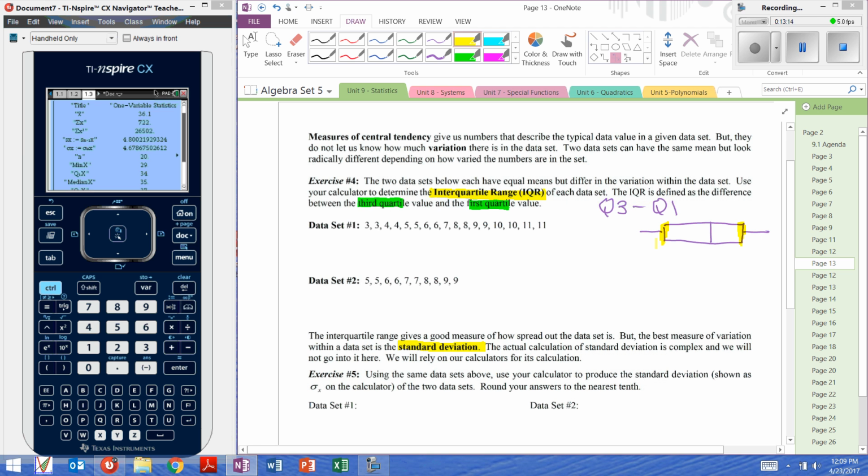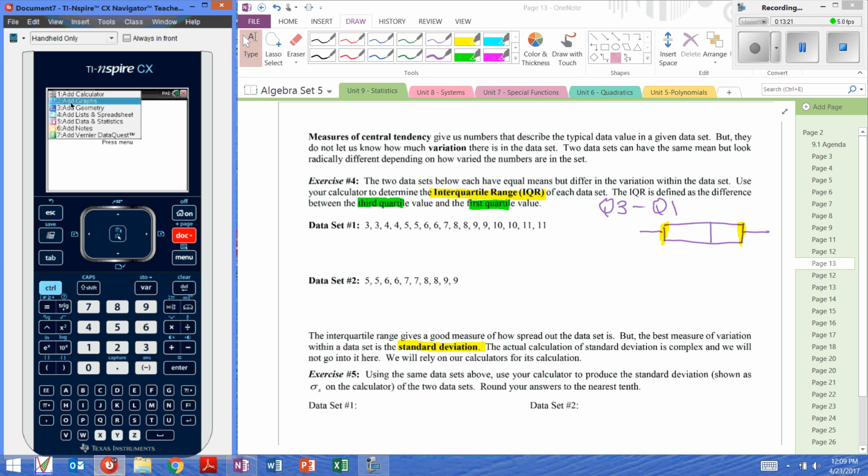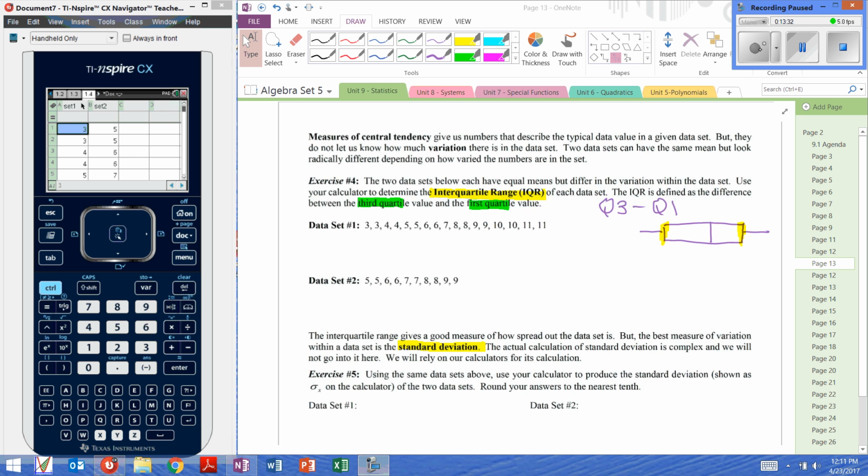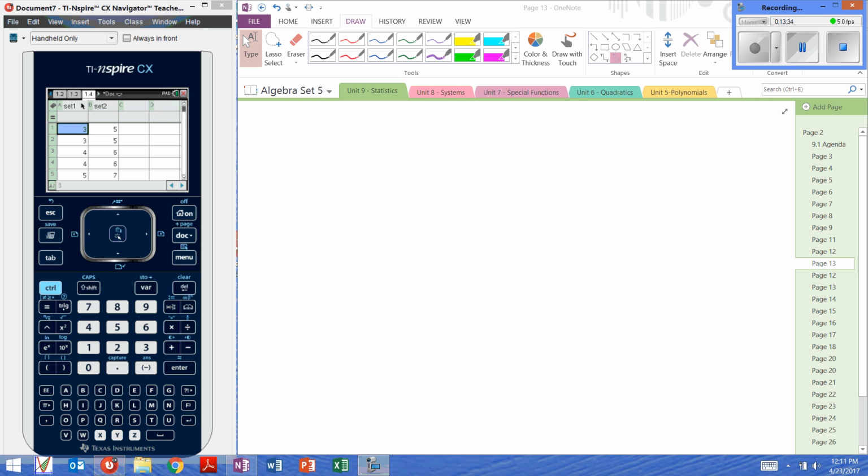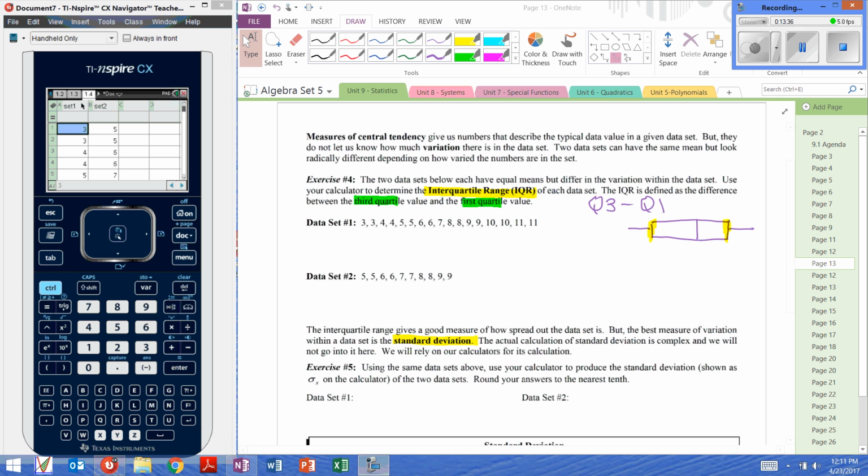Okay, so what I am going to do right now is pause the video, add a page, add lists and spreadsheets, and type in both data set 1 and data set 2, and I'm going to label them. I'm going to do this all on my calculator. So here I have my 2 sets typed into my calculator.